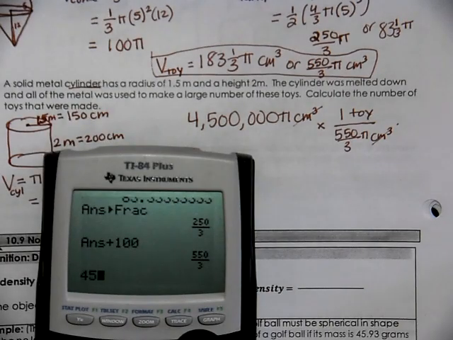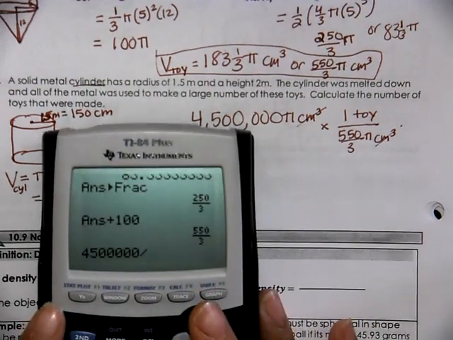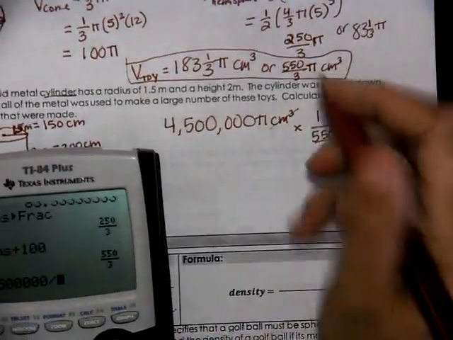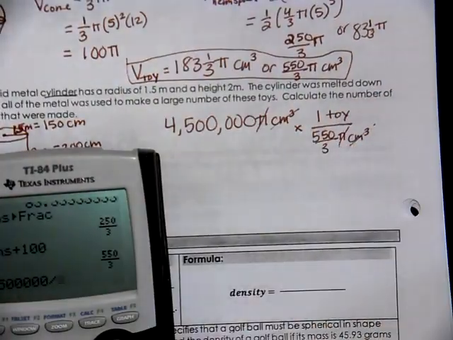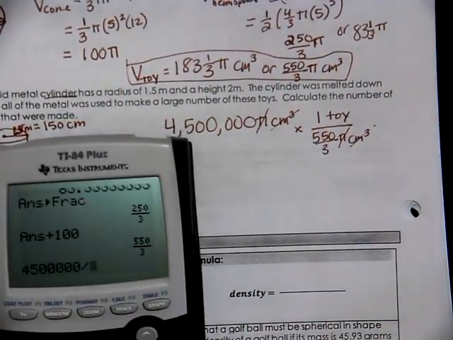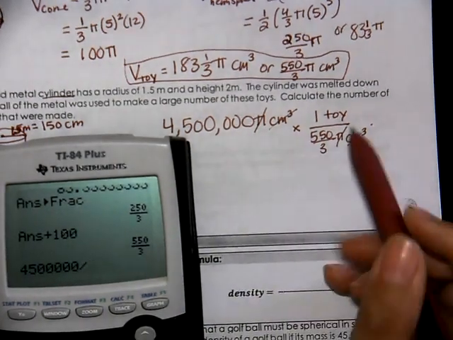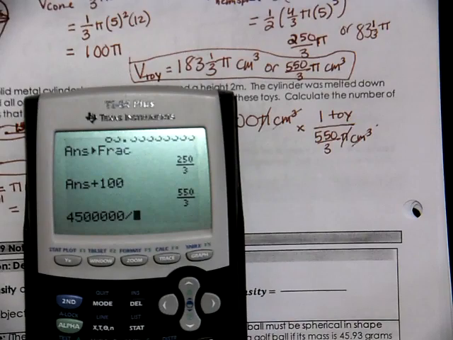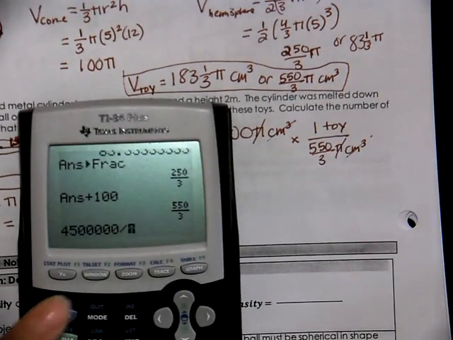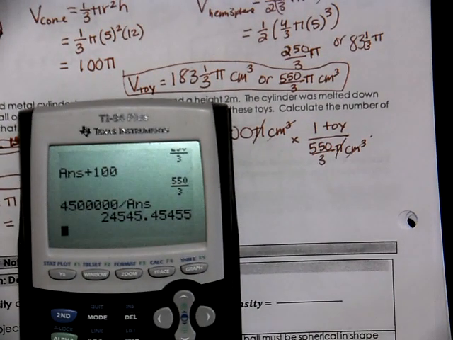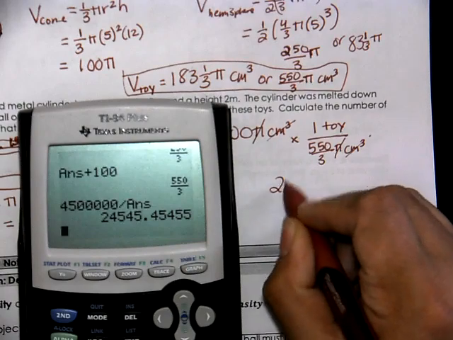We are typing in 4,500,000 divided by, and you can either take the previous answer and just put a pi at the end of it. Here's the good news. You don't need to put in the pi when you type it into your calculator, because if there's a pi on the numerator of one and the denominator of another, those can cancel. That's why we wanted to keep everything in terms of pi until the very end. So if I do that, 4,500,000 divided by that previous answer, 550/3, I get how many toys here.